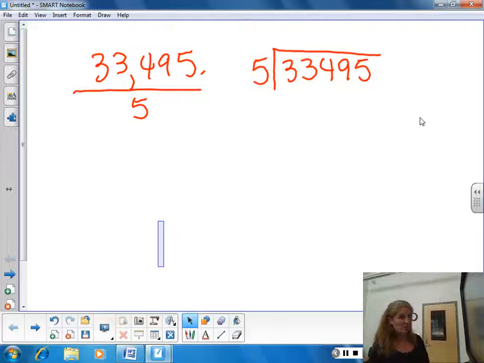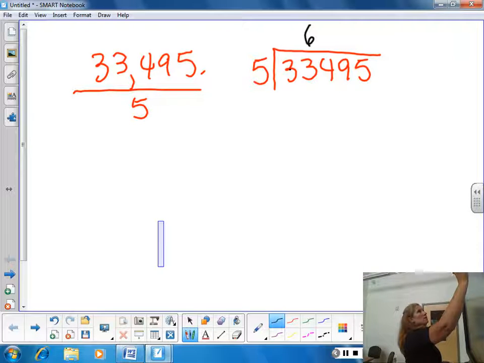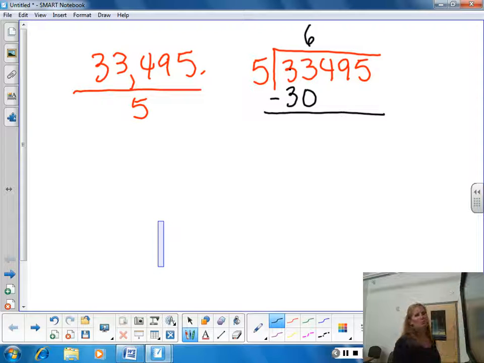That's the divisor. Okay, so how many times does 5 go into 3? None. How many times does 5 go into 33? Well, if you know your 5 facts, you know that 7 times 5 is 35, but that's too much. So it must be 6. 6 times 5 is 30. And then we're going to subtract. You multiply the number on the top times the divisor, and you write underneath, and then you subtract. So 3 minus 0 is 3, and now we're going to bring down the 4.